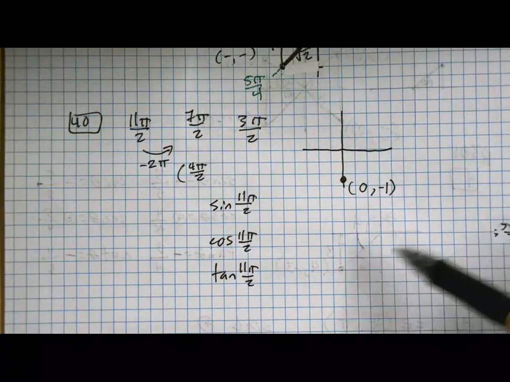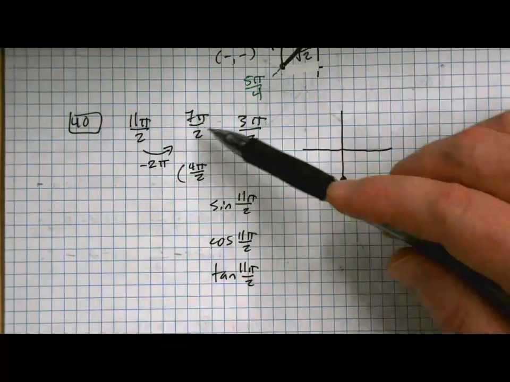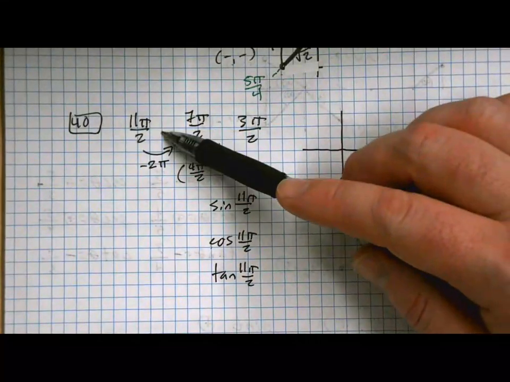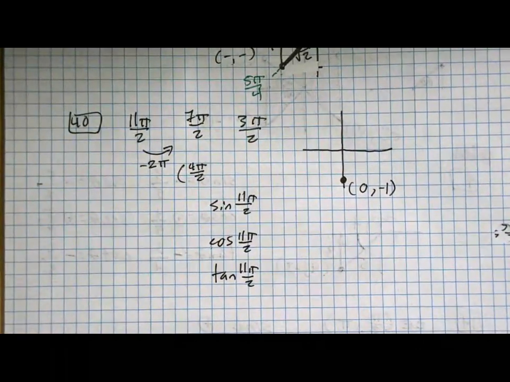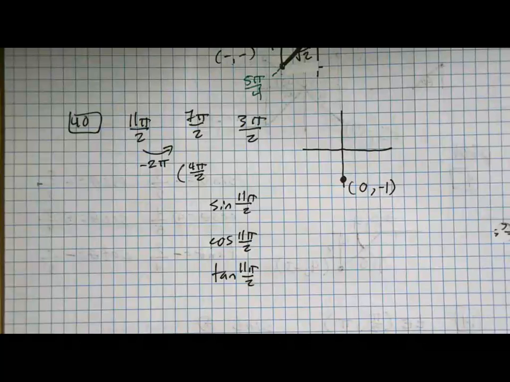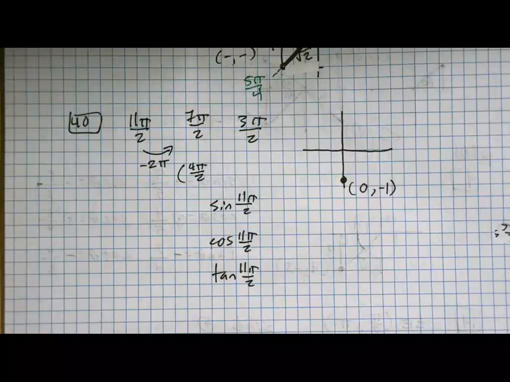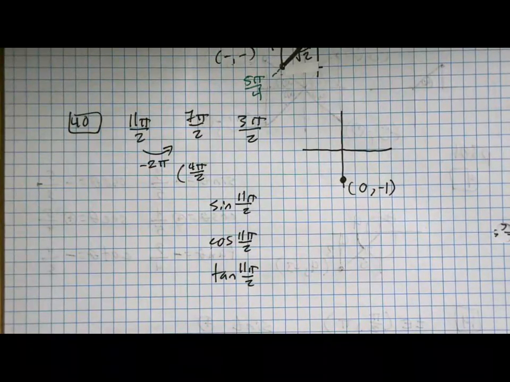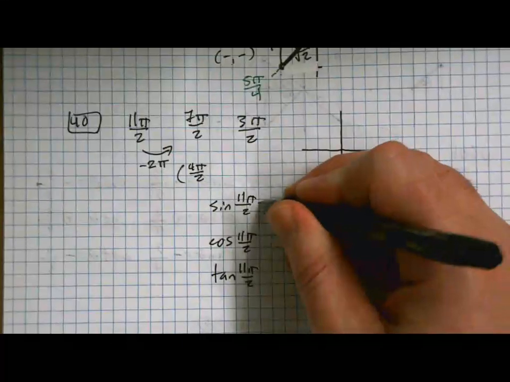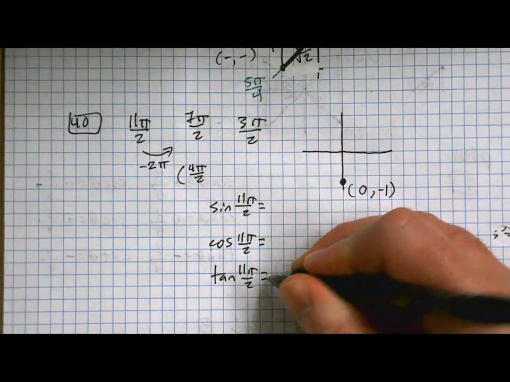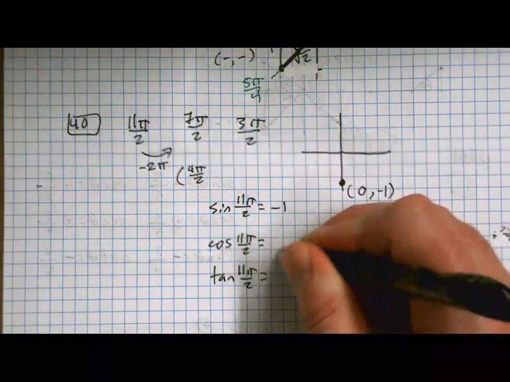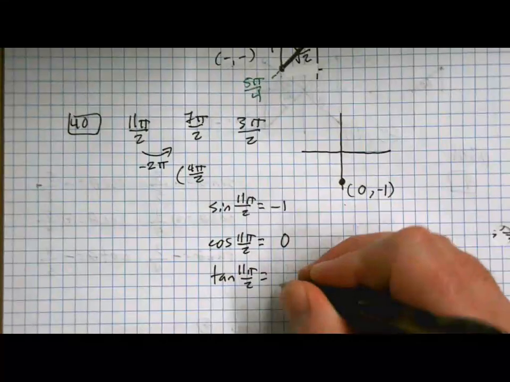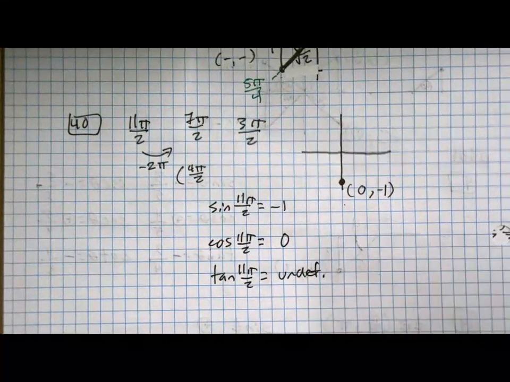I would like you to avoid putting equal signs in between these, though. 11 pi over 2 is not equal to 7 pi over 2. They are coterminal, but they are not equal to one another. They just happen to match exact values for sine, cosine, and tangent. All right, cool. So we just need to remember which one goes with the x, which one goes with the y. Write our answers down. And we're good to go.